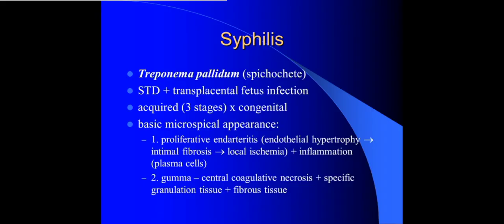Basic microscopic appearance is a proliferative endarteritis plus inflammation, where the number of plasma cells will be increased, and they differentiate into production of immunoglobulin, different types of immunoglobulin: central coagulative necrosis plus specific granulation tissue and fibrous tissue.